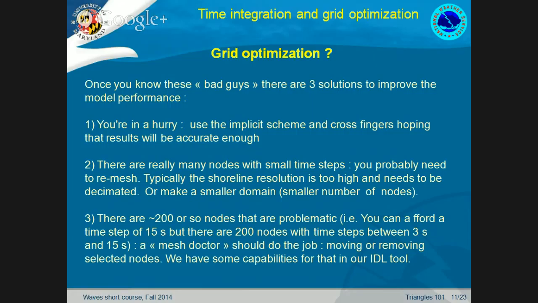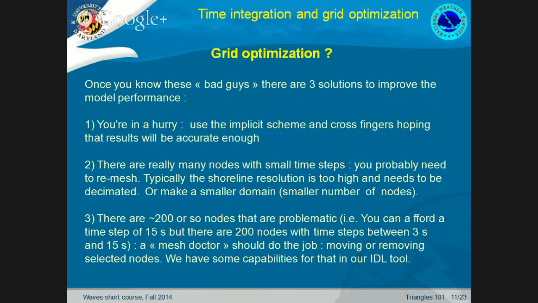So I prefer to have a mesh which is optimized to run with explicit schemes. And so there's 3 options to do that. Okay, so the option 1 was, go use implicit schemes, cross your fingers, I hope that the result will be okay. Option 2, if you actually have many nodes with a small time step, you probably have to update your meshing criteria and redo the mesh.